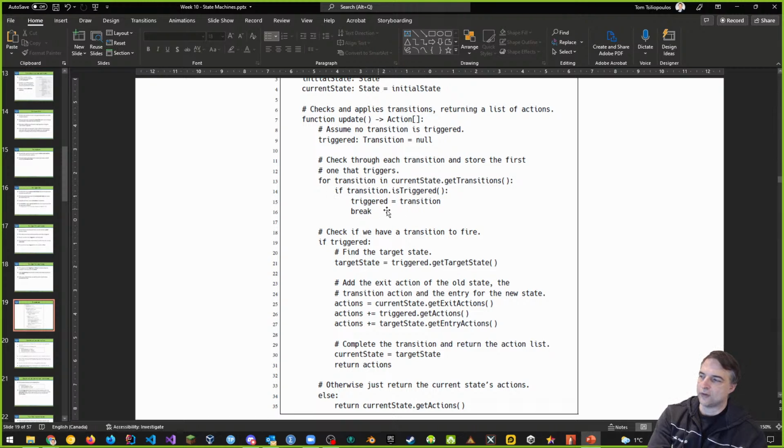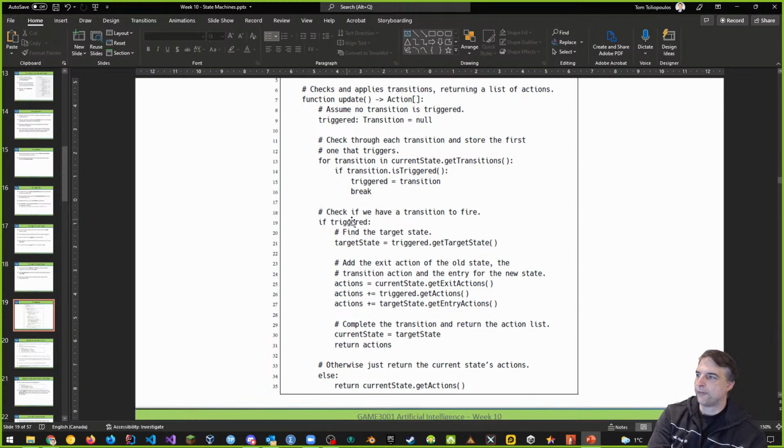And as soon as we have a transition that is triggered, we break out of this loop. So we look through each connection and check to see if the condition is met. That's really what we're doing, okay? If we have a transition that is triggered, the triggered variable points to the transition that's been triggered. And what we want is the new target state where we're going to, which is the triggered variable's target state.